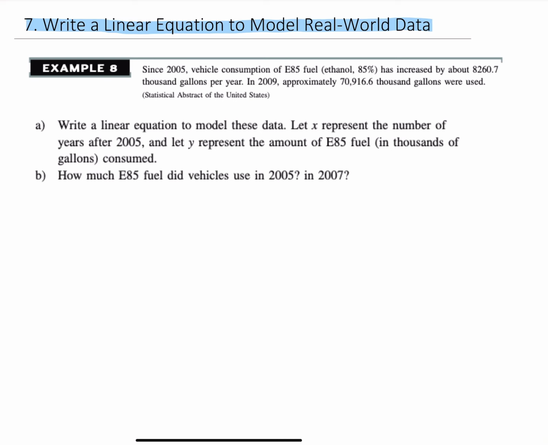In 2009, approximately 70,916 thousand gallons were used. So it wants us to write a linear equation to model this data and to let x represent the number of years after 2005. So I'll make a special note of that. We want x to represent number of years after 2005, and y is the amount of fuel in thousands of gallons. So if we need to create the equation of a line, we typically need the slope of the line and then some point on the line.